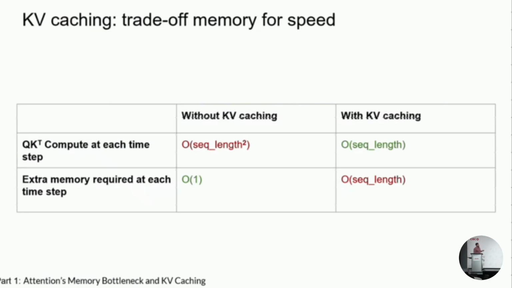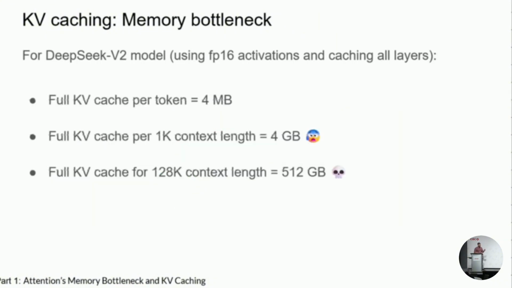So what did we do? We traded off compute for memory. Instead of doing an n square computation, we are doing an O of n computation, but we are saving an extra O of n in memory for our KV cache. So KV caching is great, but the memory costs can add up.